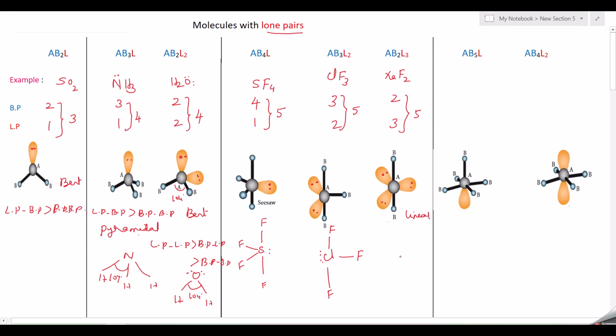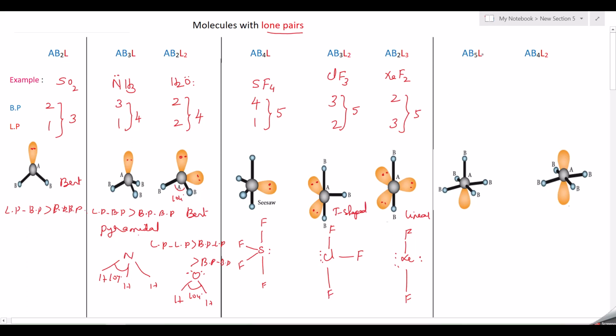Here you have xenon at the center, one fluorine at the top, and the other fluorine at the bottom, with one lone pair here, one here, and one here. So in the earlier case you are getting a T shape, and here it is a linear shape.